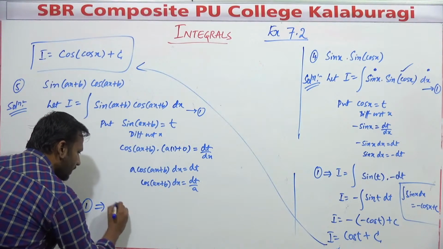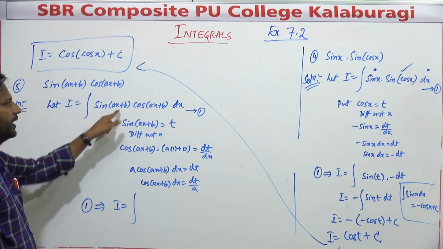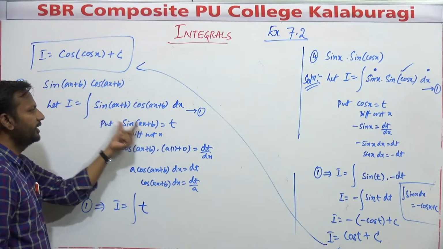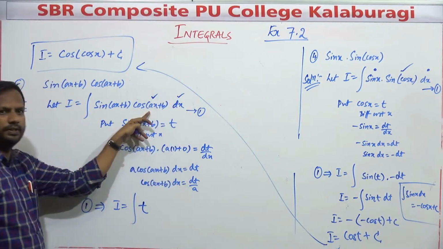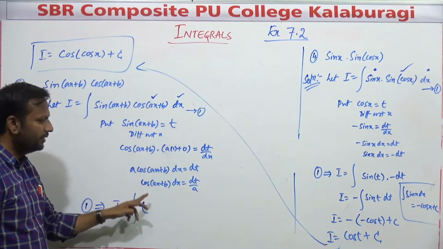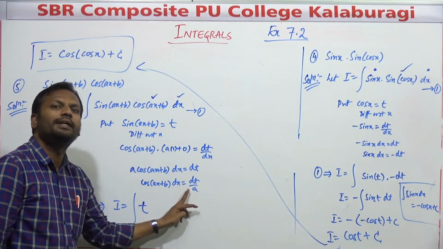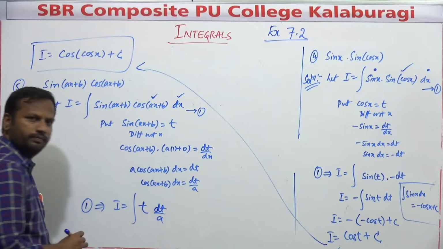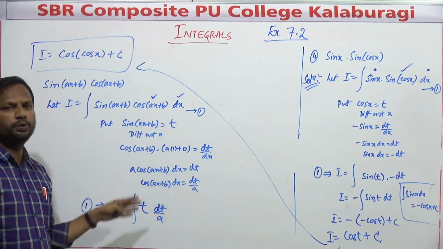What happens? I is equal to sin of ax plus b, which I have taken as t. Now what are the remaining things? Cos of ax plus b dx. These are the differentiable factors. Cos of ax plus b dx is the differentiable factor, and it is dt by a. So I have to write it as dt by a. Got it? I have to replace these things with dt by looking at these substitutions.